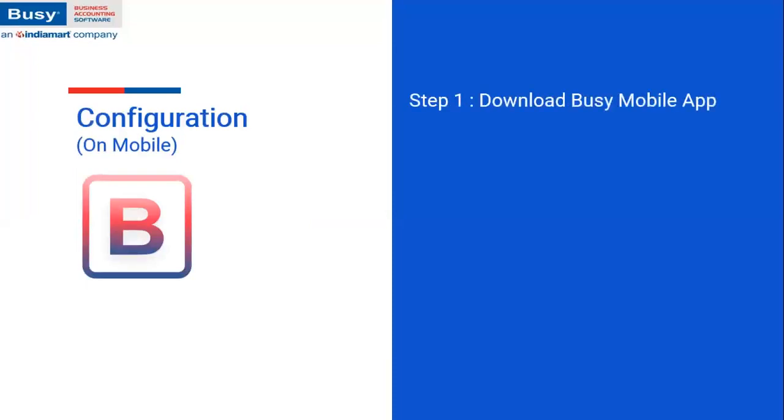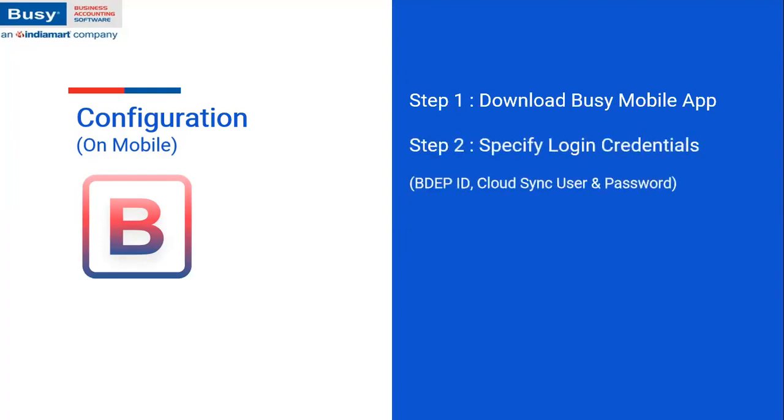And now I will show you some of the configuration on the mobile application. Step number one is to download the Busy mobile application on your mobile and specify the login credentials. To download the Busy mobile application, visit your App Store or Play Store. Directly search for Busy accounting software, and you will get this type of icon. Download it, put in the login credentials like BDEP ID, cloud sync user, cloud sync password, etc.